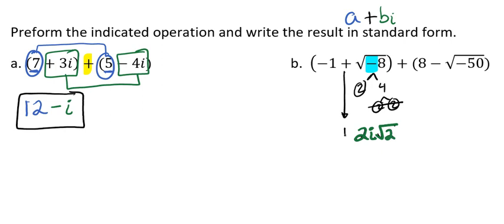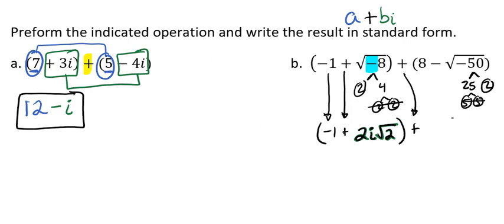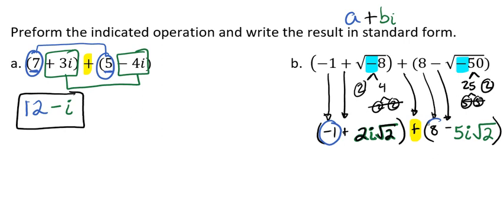We'll bring down our plus sign and that negative 1. So this becomes negative 1 plus 2i square root of 2. Then we'll bring down our plus sign. Now we need to break down our 50. We have 25 and 2, and then 5 and 5. So this will become a 5i, and it's an i because it's a negative on the inside of a square root, and then square root 2. We'll bring down the minus sign and the 8. Now we can do this problem. Our indicated operation is addition. Again, remember, real numbers have to go with real numbers.